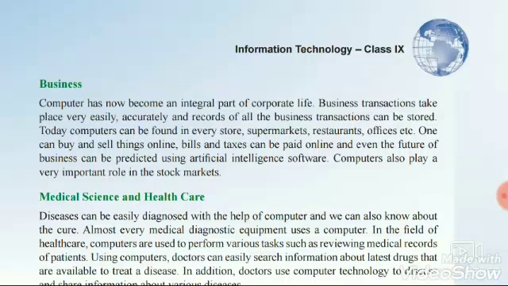In medical science and healthcare, diseases can be easily diagnosed with the help of computers, and we can also know about the cure. Almost every medical diagnostic equipment uses a computer.